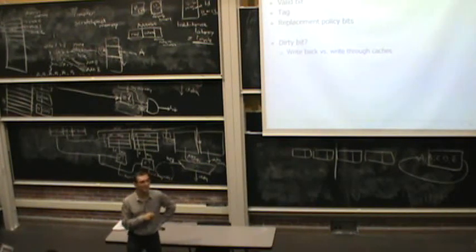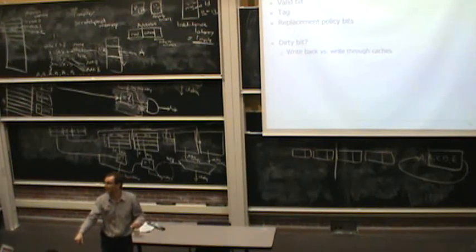Okay, so let's circle back a little bit. What's a tag store entry? Just so that you get these right. You need a valid bit to say whether the data that this tag is associated with is meaningful. You have a tag, you have some replacement policy bits, and you have something called a dirty bit, potentially. The dirty bit, if you have it, specifies that you've written to this cache block, and the cache block is different from what's in memory. Of course, you need a dirty bit only if you're writing to the cache block but not writing to memory. Okay.